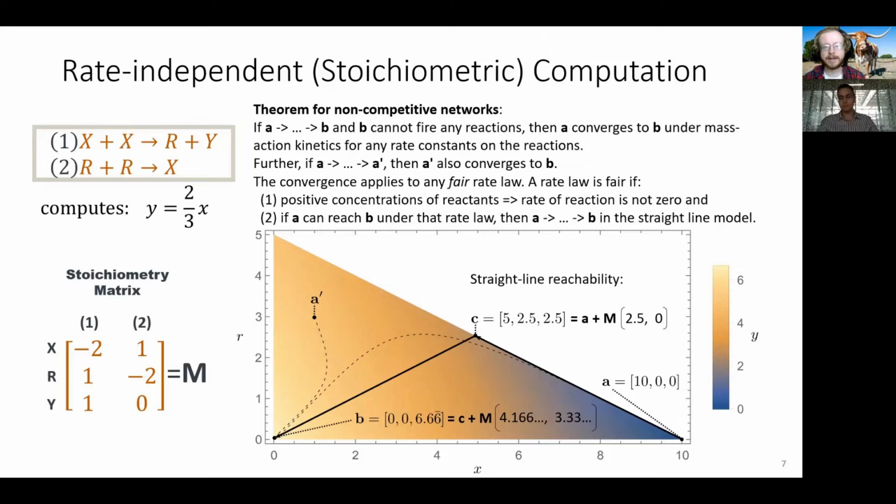I'd also like to add that an analogy of this theorem holds for the discrete stochastic model of chemical reaction networks, which says that in that model, if any sequence of reactions from an initial state can reach this terminal state B, then all sequences of reactions terminate in that state B. So it's a very strong result in that model as well.